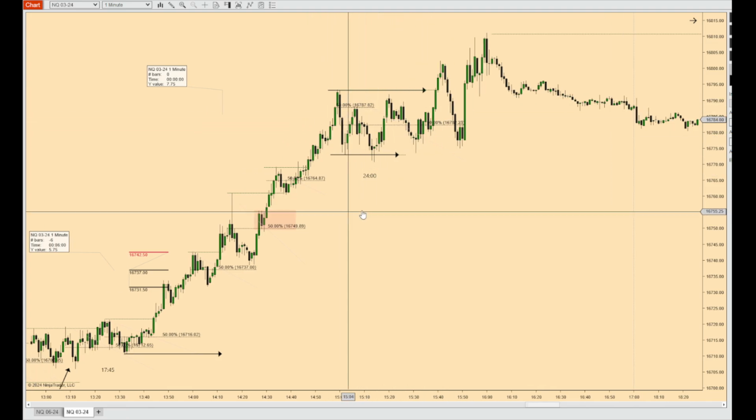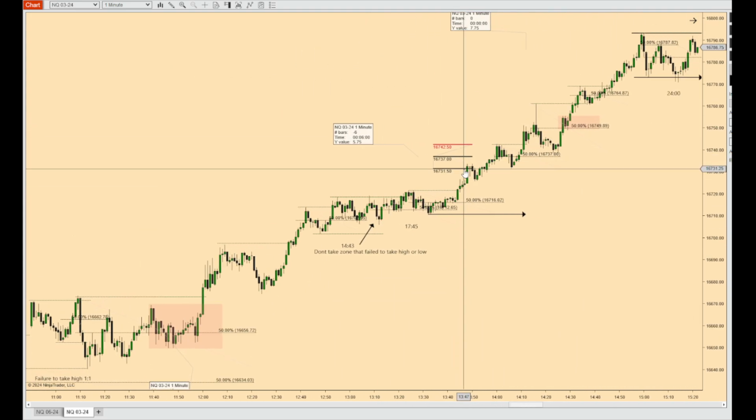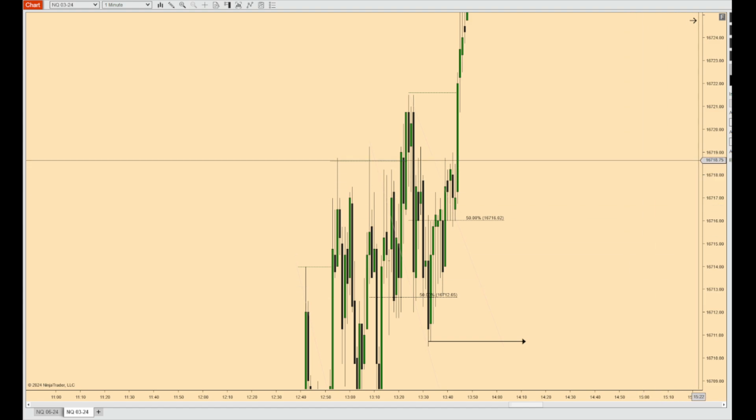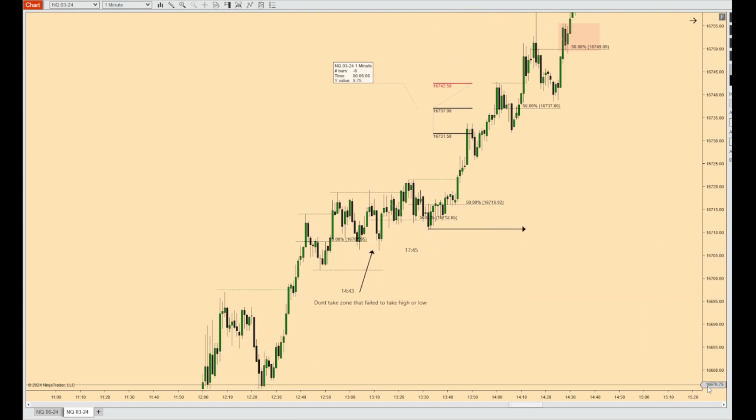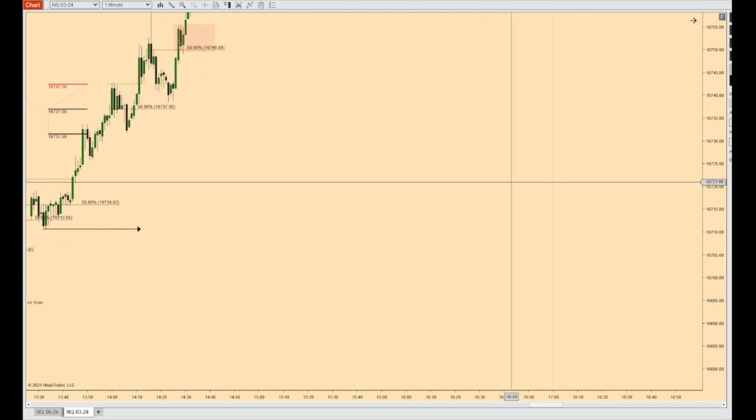Failure to take the high. Oh, here's my little note right here. Whoa. Don't take zone that failed to take higher low. Pretty much because that puts you in a range too. So what is it right here? Saw this failure, but we didn't get a body closure below this. And it's against the trend, so this was a really silly trade.